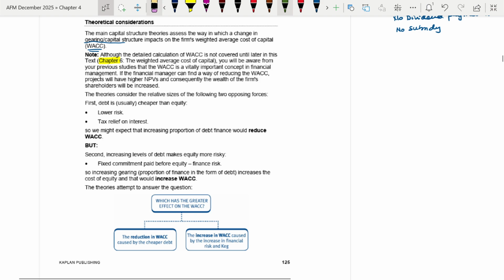Fine. Now, what we are talking about when we take into consideration why debt is cheaper: you have to make sure it has a lower risk, and lower risk in terms of the debt interest we have to pay before any other expenses regarding dividends, and definitely it will have a lower rate of interest.